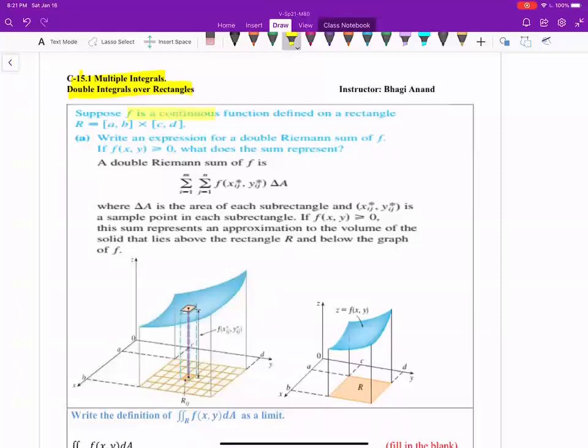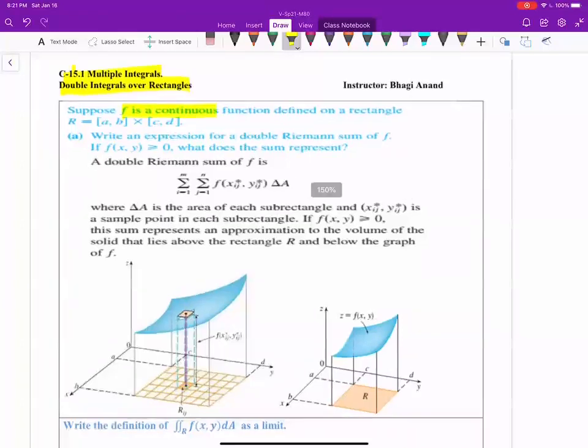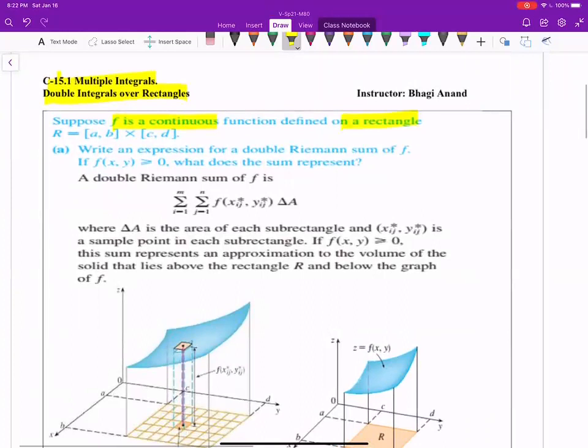Suppose f is a continuous function defined on a rectangle R given by [a,b] cross [c,d], which means on the x-axis it is from a to b, on the y-axis it is from c to d. Write an expression for a double Riemann sum of f. If f of x,y is greater than or equal to 0, what does the sum represent?